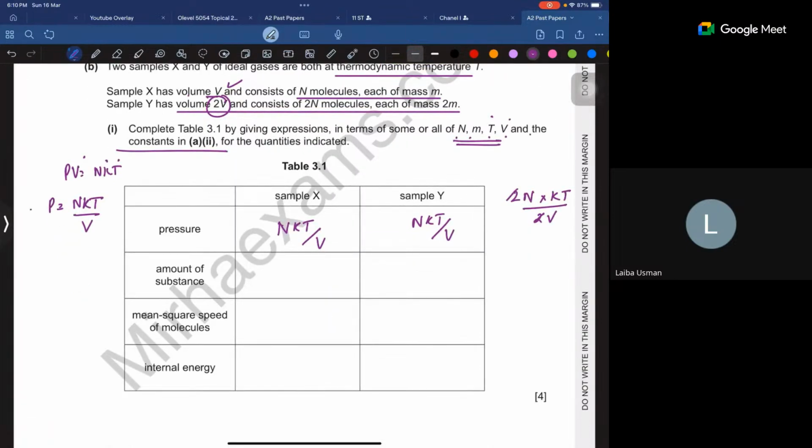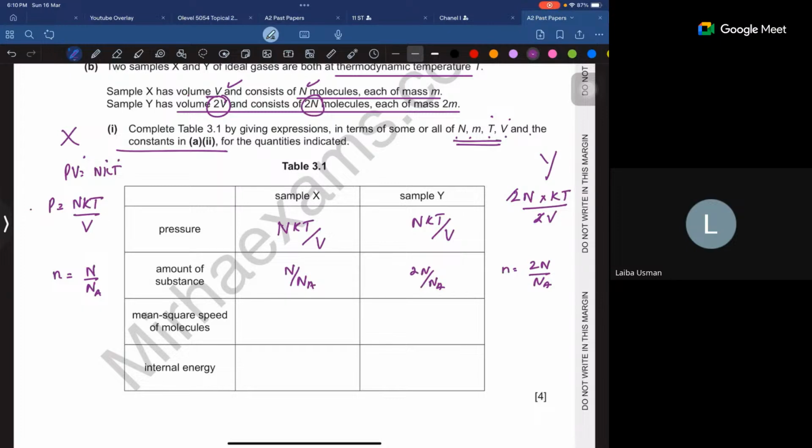Now, amount of substance can generally be found as N over NA. I'm doing X here and Y here. So for X, n will be N over NA. For this one, it's going to be 2N, so n will be 2N over NA. So we're going to write 2N over NA. Okay, that's going to be a little bit different.